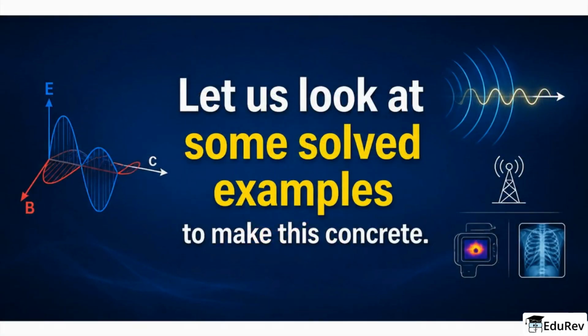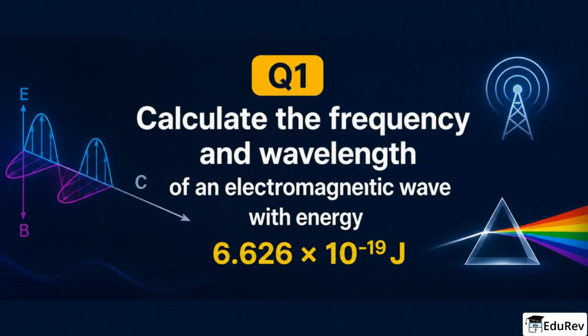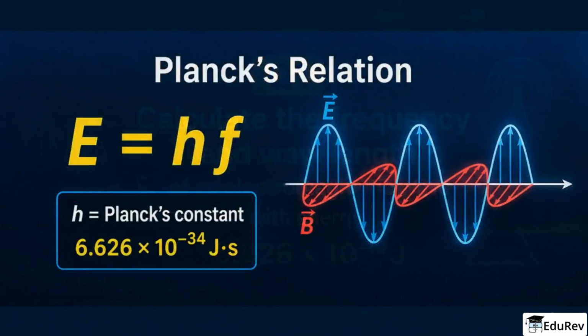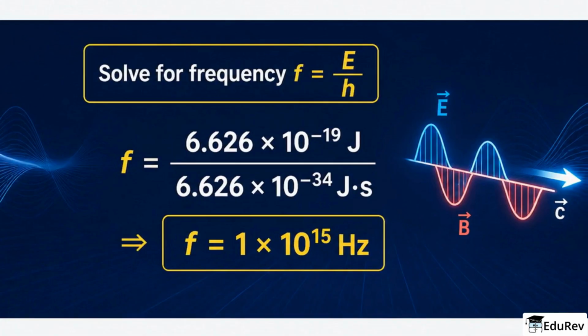Let us look at some solved examples to make this concrete. Question number 1 asks, calculate the frequency and wavelength of an electromagnetic wave with an energy of 6.626 times 10 to the minus 19 joules. Use Planck's relation E equals h times f, where h is Planck's constant, 6.626 times 10 to the minus 34 joule seconds. Solve for frequency. f equals E divided by h. So f equals 6.626 times 10 to the minus 19 divided by 6.626 times 10 to the minus 34, which equals 1 times 10 to the 15 Hertz.